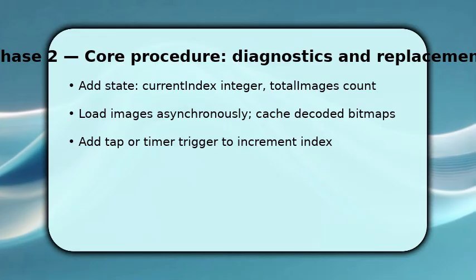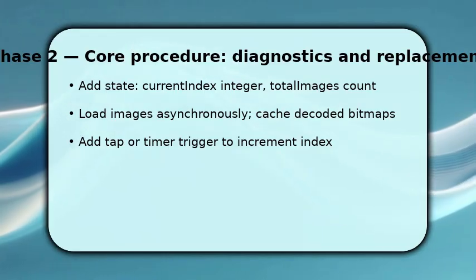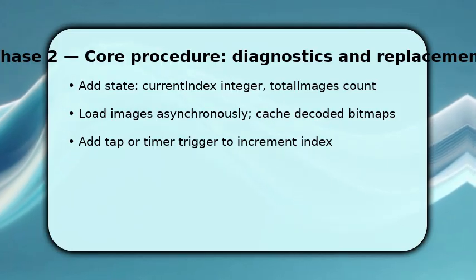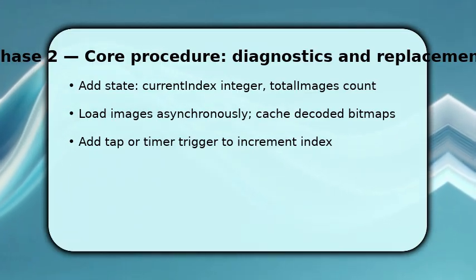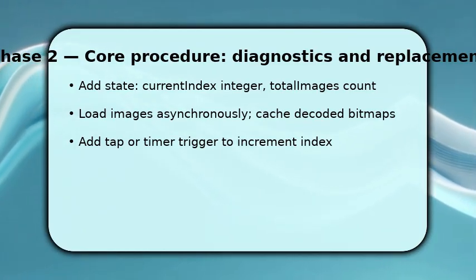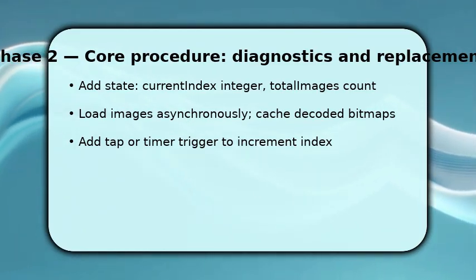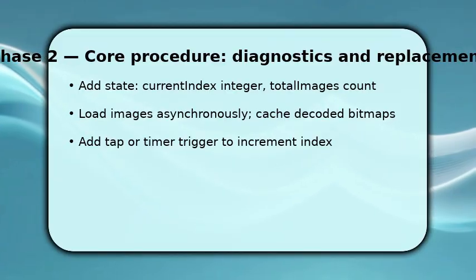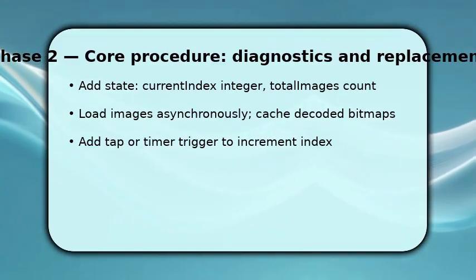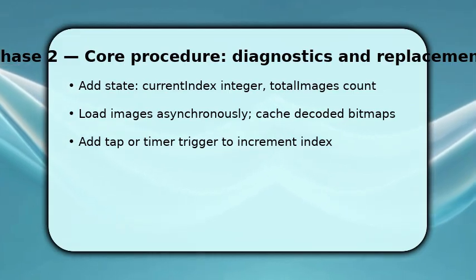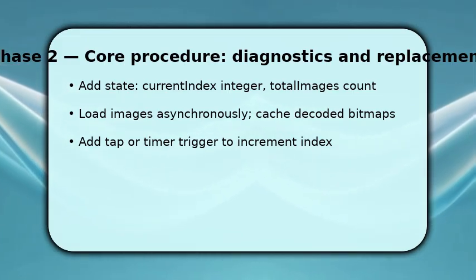You implement the cycling logic by creating a current index integer and determining total images from the folder. Then, write an asynchronous loader to fetch and decode each image, caching decoded bitmaps to avoid repeated work. Once a loader completes, update the widget view on the main thread. Use a tap handler or a periodic timer to increment current index, wrap with modulo arithmetic for looping, and call the update routine. This approach keeps UI responsive and minimizes CPU and battery impact.